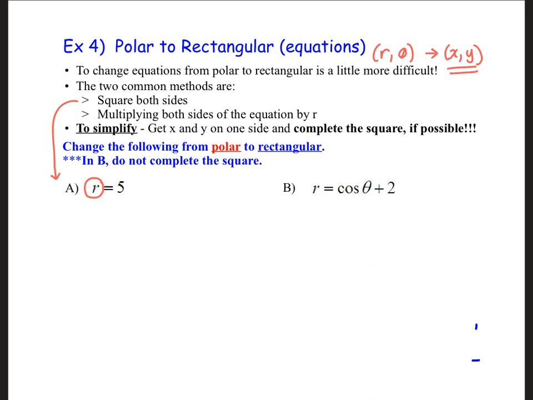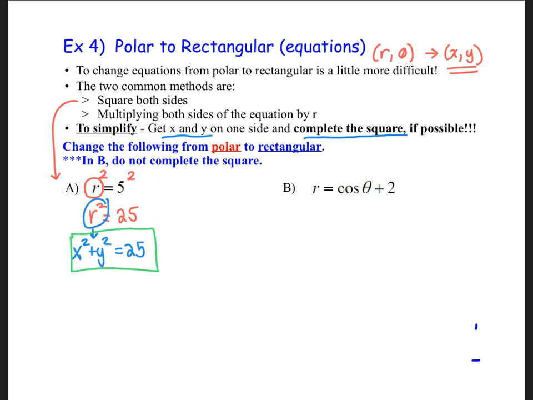So the alternative method here is to say if we squared both sides of the equation and rewrote it as r squared equals 25, now we can replace the r squared with our equation that says x squared plus y squared, remember that was that Pythagorean theorem, equals 25. Okay, once we get x and y on the same side of the equation, we're kind of done with simplifying that one. Now, there are going to be times where we will have to do completing the square, so I'm going to be showing you an example of that. But for this one, here is our final answer in rectangular form.